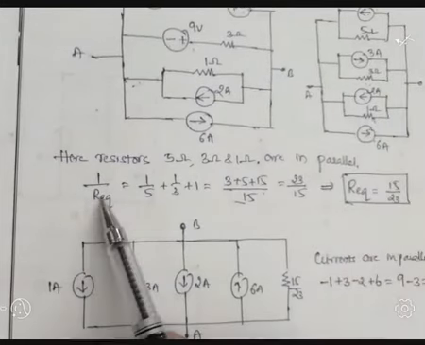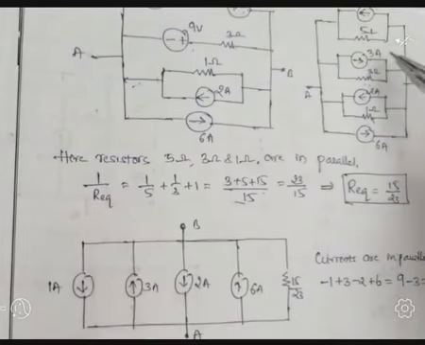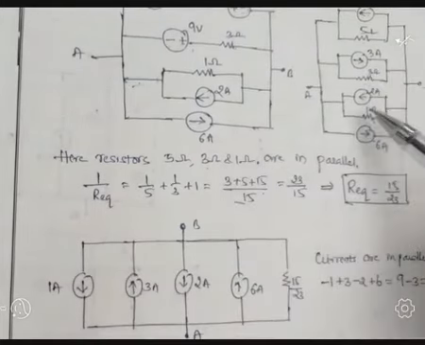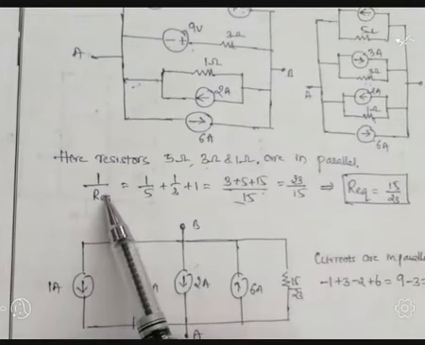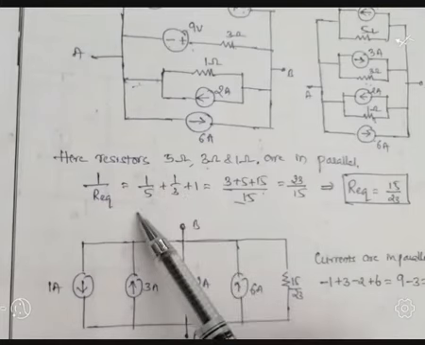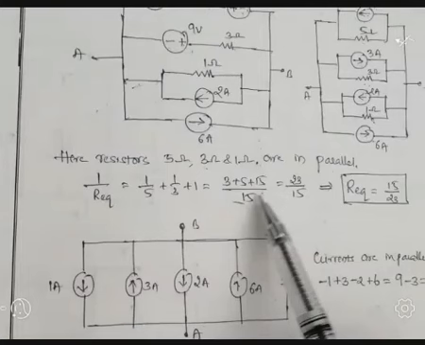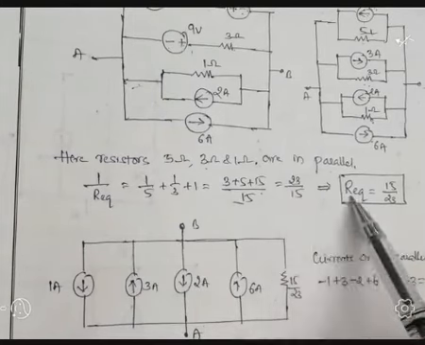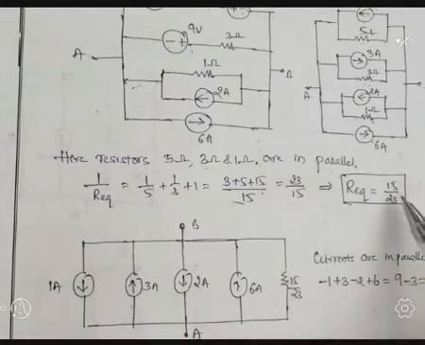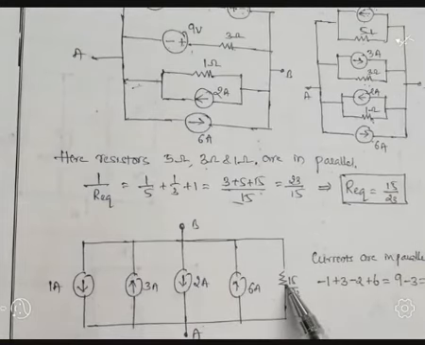So let us simplify the resistances in parallel. Resistance 5 ohm, resistance 3 ohm, resistance 1 ohm are in parallel. Equivalent resistance we are going to calculate: 1 by R equal to 1 by 5 plus 1 by 3 plus 1 by 1. Further simplifying, we are getting the answer as 23 by 15. 1 by R equivalent equal to 23 by 15, so R equivalent equal to the reciprocal, that is 15 by 23. So all these currents are connected in parallel with the simplified equivalent resistance 15 by 23.